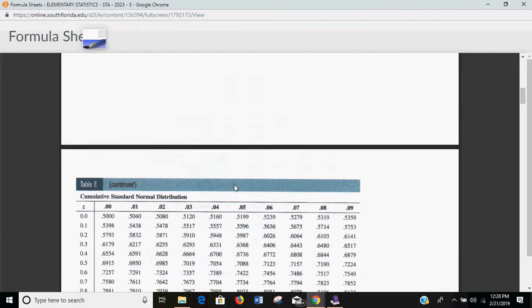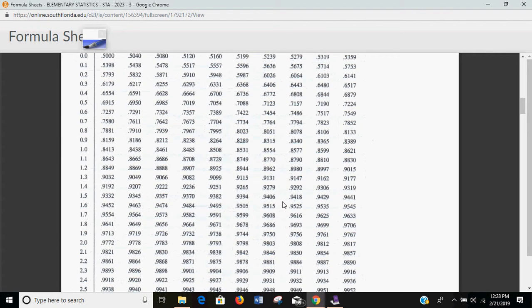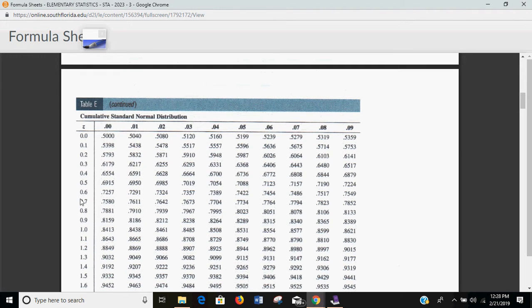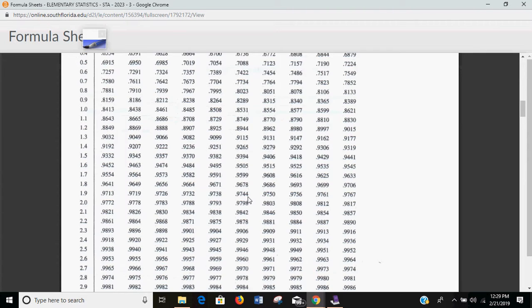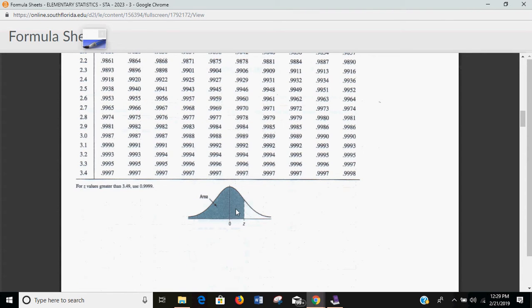Let's do another one. If I were to ask you for a positive 0.65, well, here's my 0.6, and I'm going to go all the way over until I have the 5 at the top. So 0.65 would be 0.7422. What that means is 74.22% of your population will lie to the left of 0.65. They would have scored lower than that z-score because this chart reads to the left.